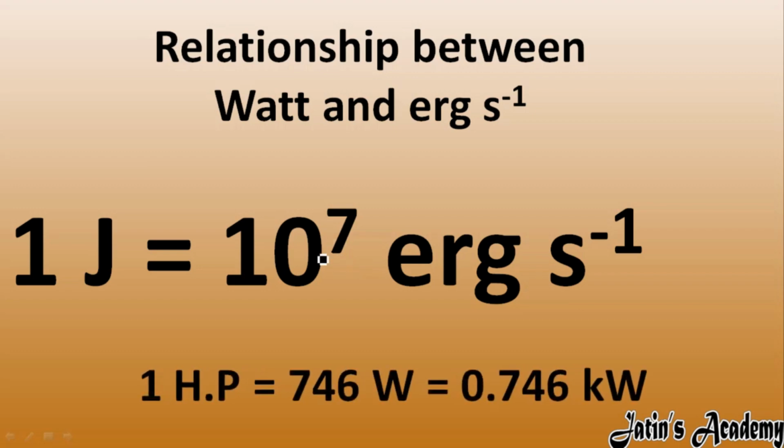Next we have one most important relationship, that is horsepower. Horsepower value you have to remember, which we use in the case of cars. In automobiles, power is calculated in horsepower. So 1 horsepower is 746 watt, or when you divide it by 1000 you get it in kilowatt, so 0.746 kilowatt. Clear?